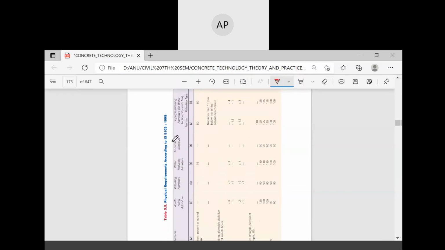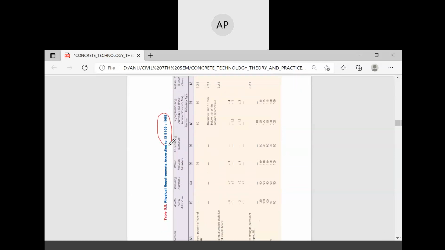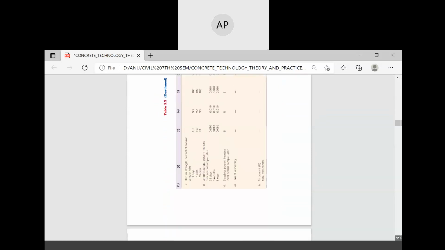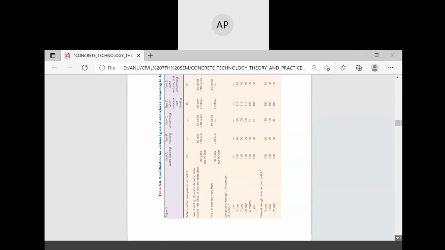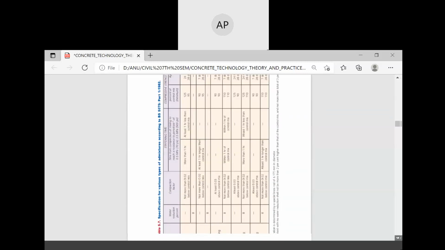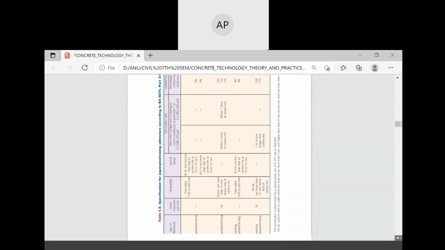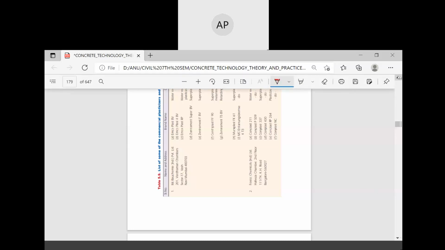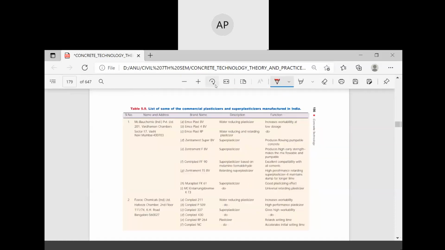So this is the IS code, IS 9103:1999, physical requirements for accelerating admixtures. Next, here are some commercial products. In this table, there are some commercial plasticizers and superplasticizers manufactured in India.